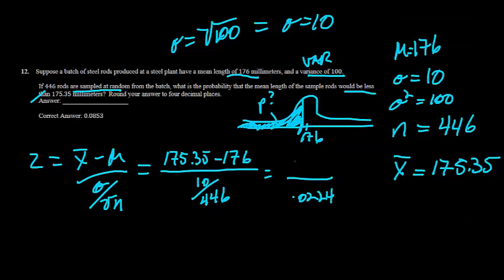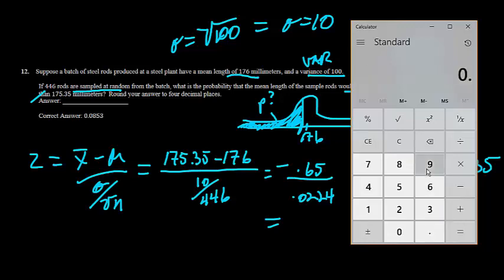0.0224 in the denominator, and the top was negative 0.65. So this is going to give us negative 0.65 divided by 0.0224, negative 29.0178. That's not right.